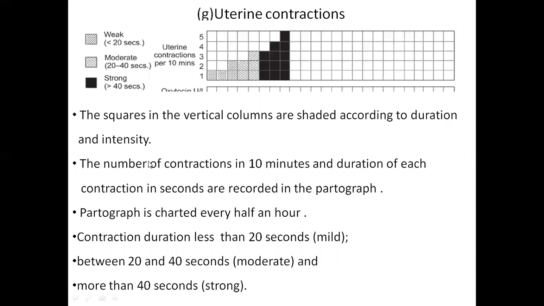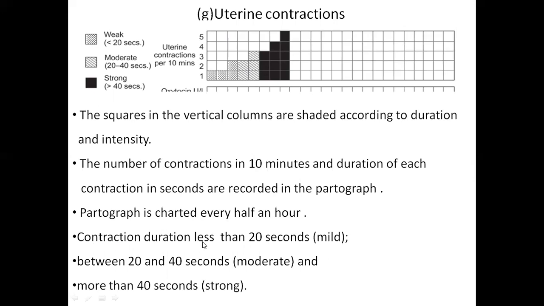Contraction. The squares in the vertical columns are shaded according to duration and intensity. The number of contractions in 10 minutes and the duration of each contraction in seconds are recorded in the partograph. Partograph is charted every half an hour.